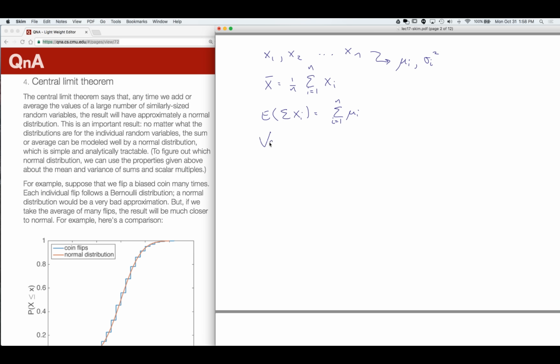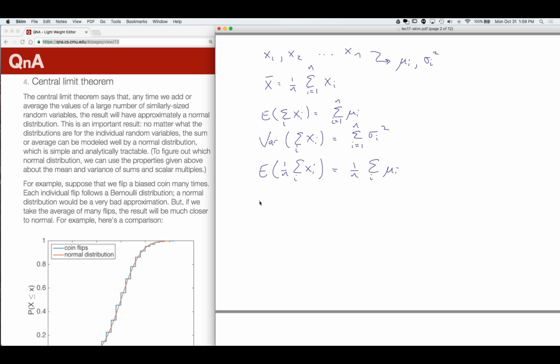And the variance of the sum of the xi, let's assume again that these are independent, is equal to the sum from i equals 1 to n of sigma i squared. So then the mean of the average, E of 1 over n sum of xi, the mean scales. So this is 1 over n sum over i of mu i. So it's just the average of the means.